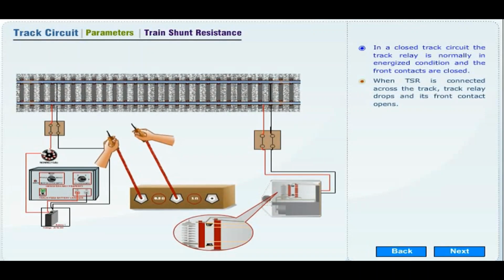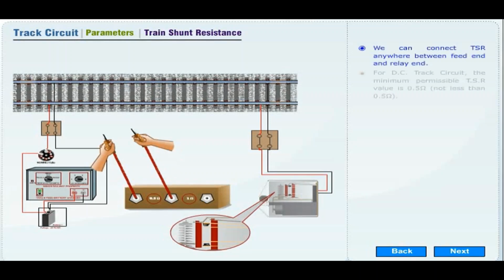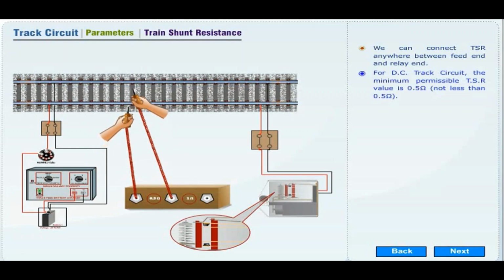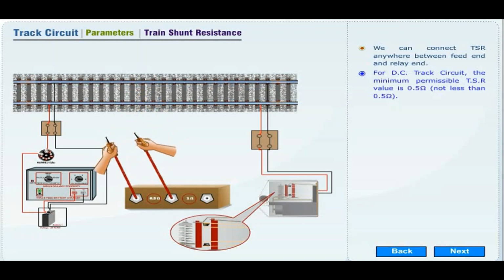In a closed track circuit, the track relay is normally in energized condition and the front contacts are closed. When TSR is connected across the track, the track relay drops and its front contact opens. We can connect TSR anywhere between feed end and relay end. For DC track circuit, the minimum permissible TSR value is 0.5 ohms.